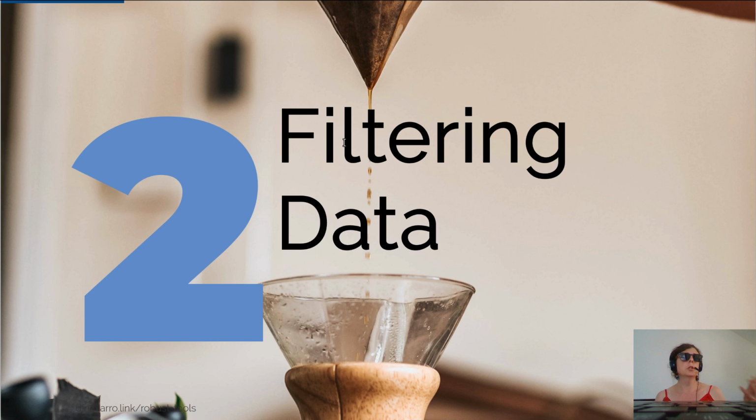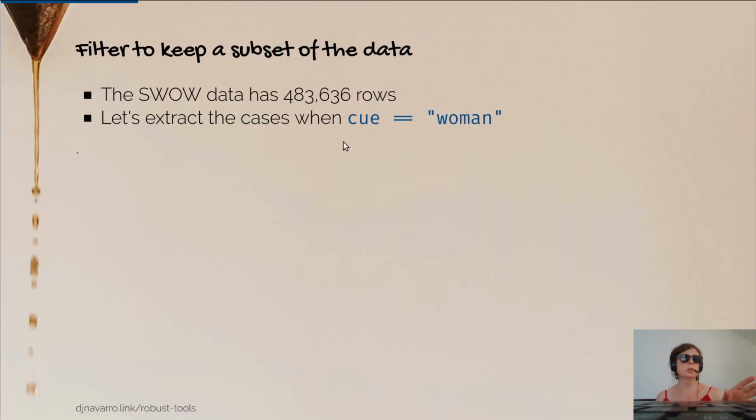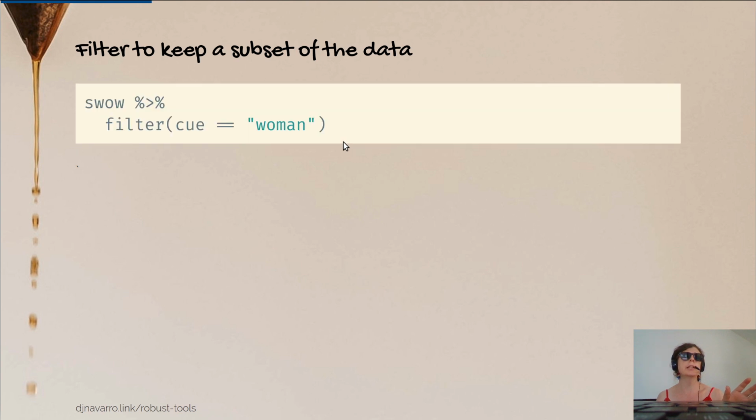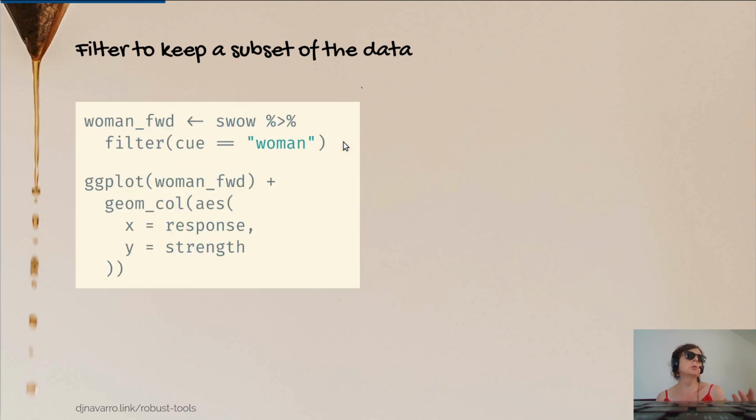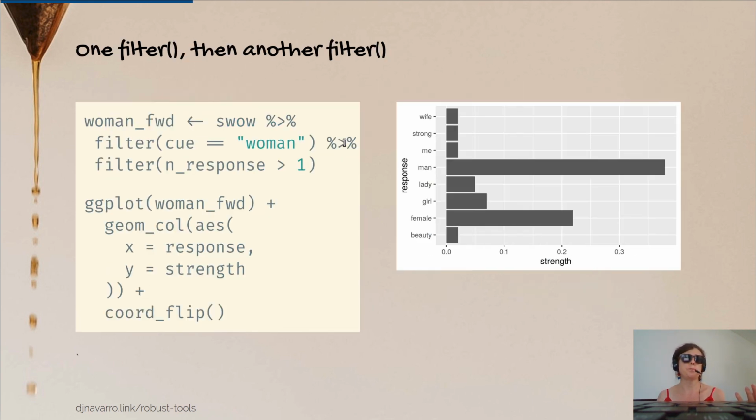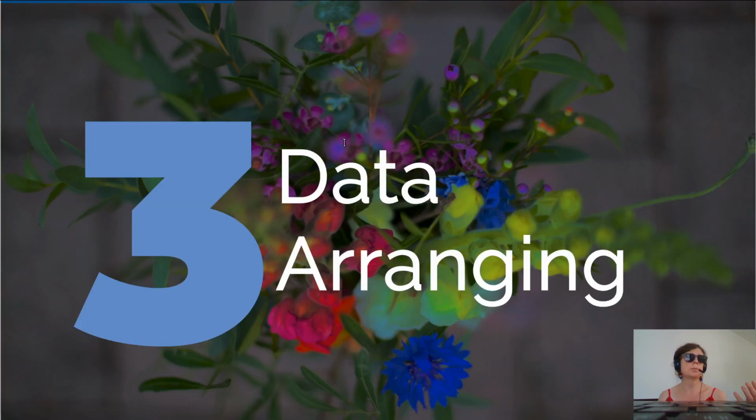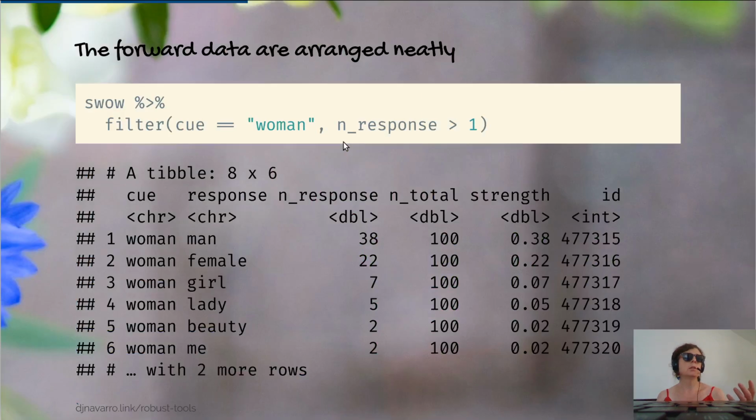Then we talked about filtering. So filtering is when you keep a subset of the rows. And so we used the filter function to pick out things where the keyword was woman and the number of responses was greater than 1. We talked about arranging, and so we could sort things in a data frame in terms of particular ordering.